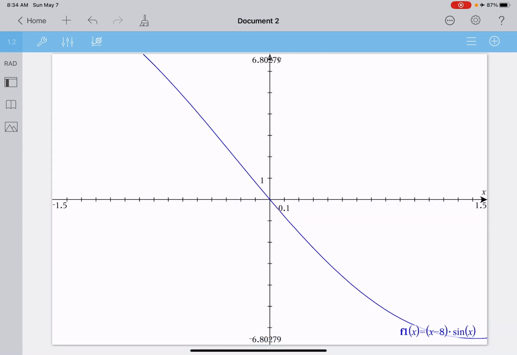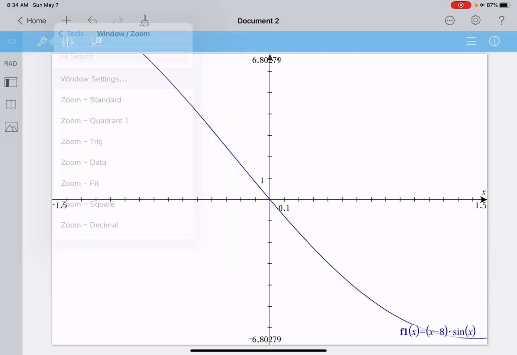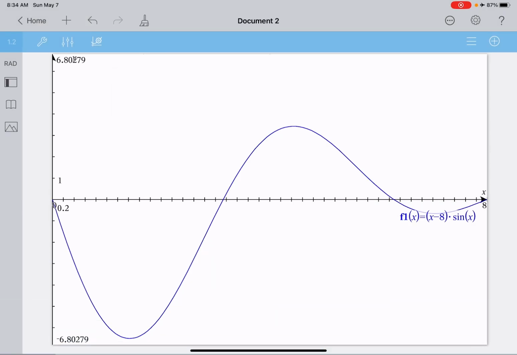My window's all messed up. So let me go to window and zoom, and I'll just do settings. For an x minimum, we really just need 0, and for an x maximum, we're going to need to see 8. For my y min and y max, this is a guess. I don't know how low to go with this, so let me leave it where it is right now and hit OK. Okay, good. I can see the bottom of this curve right here. And it looks like, oh boy, kind of hard to tell, from 0 to 8, this minimum occurs maybe somewhere around a value of 1.